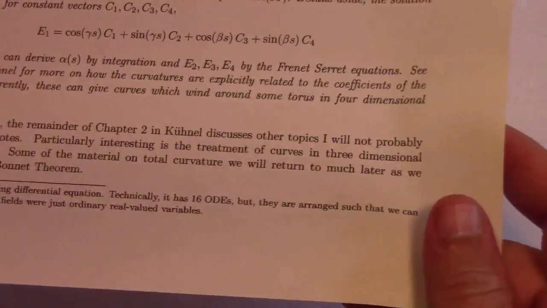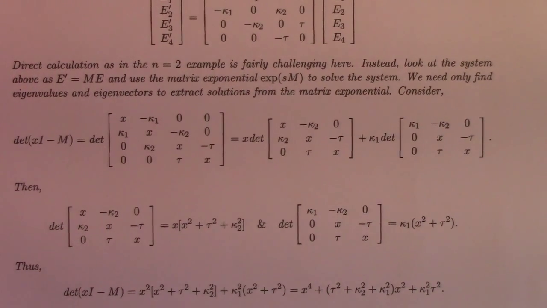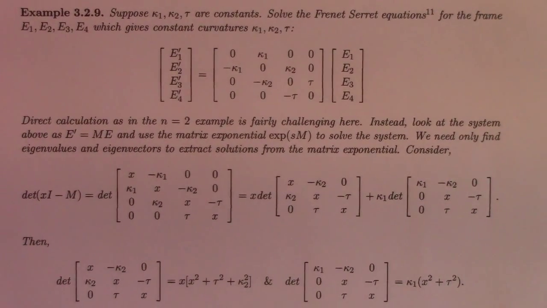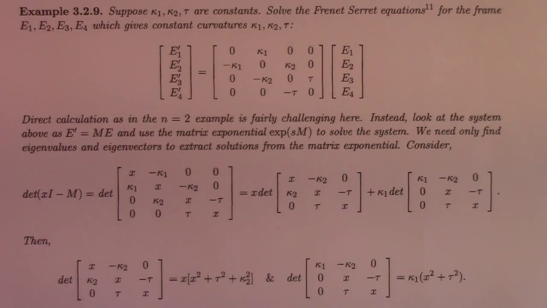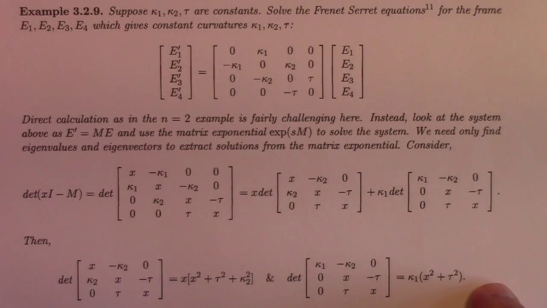Here's a trickier example, which I think would take a while to finish well. Here's another one in 4 dimensions. Suppose you have constant curvatures kappa 1, kappa 2, and torsion tau, I'll use tau for kappa 3. So you face these Frenet-Serret equations. They're constant coefficient ODEs. E1, E2, E3, E4 is each a set of 4 functions of time. So don't be fooled, this is actually a sneaky notation for 16 constant coefficient ODEs.